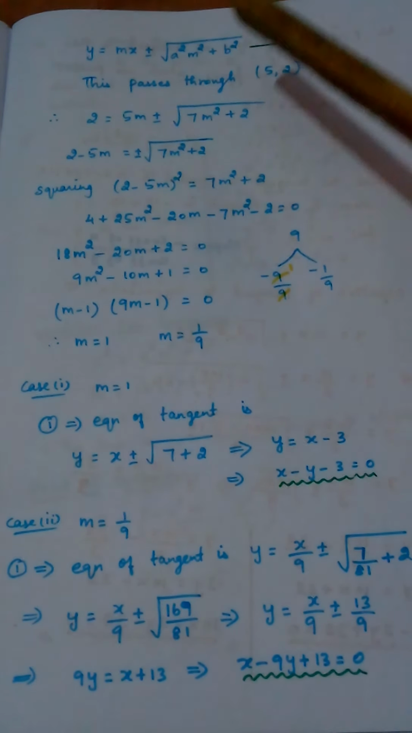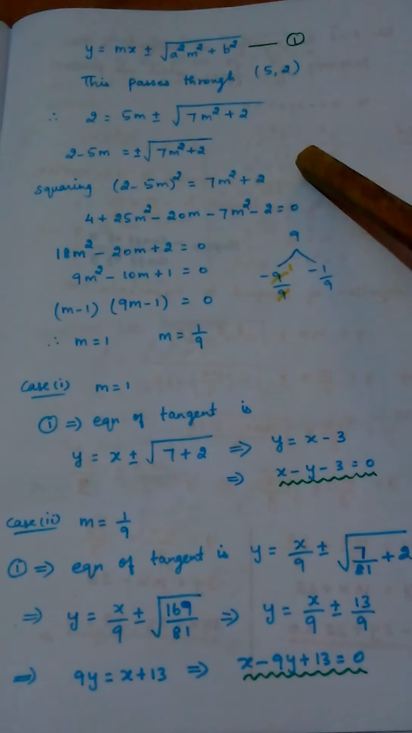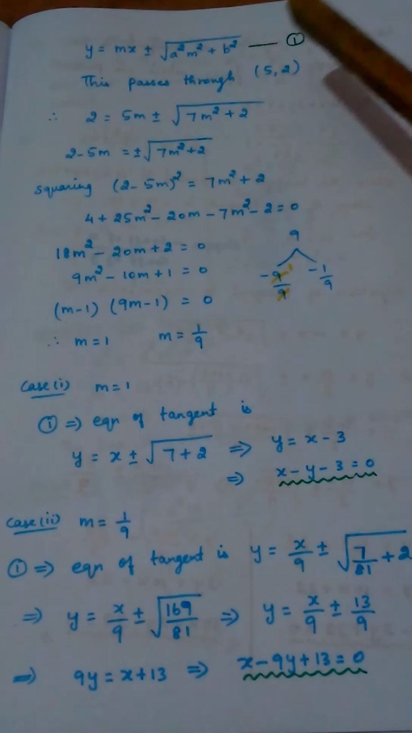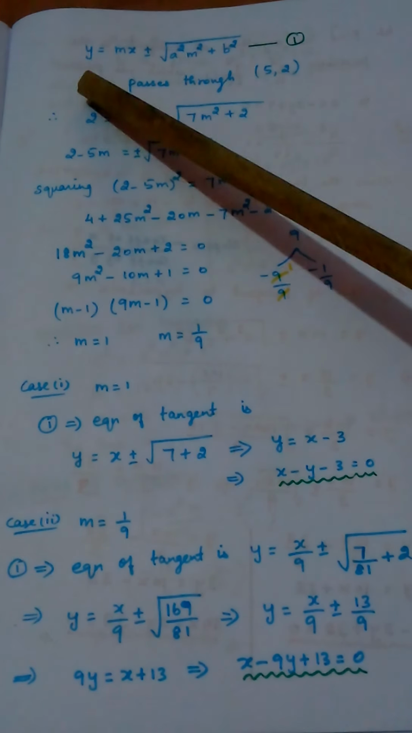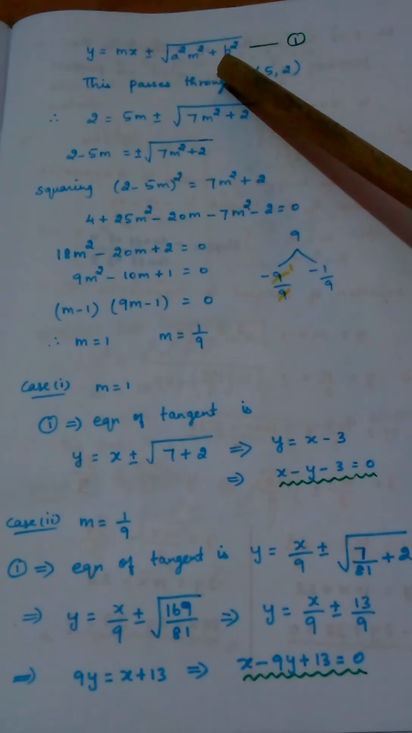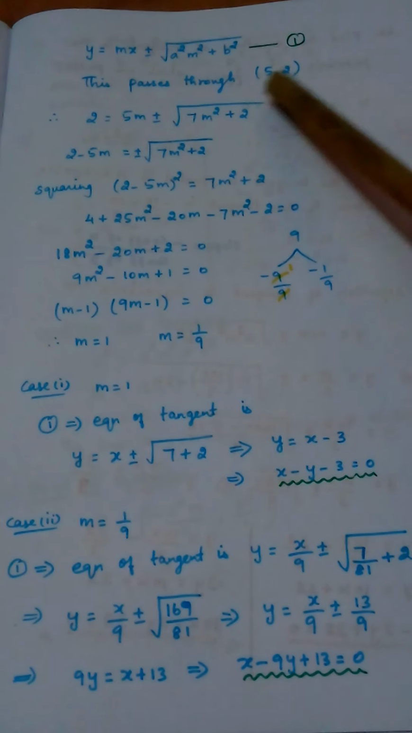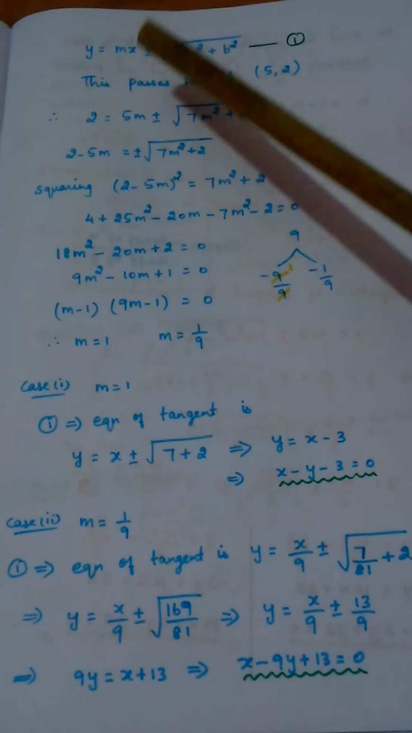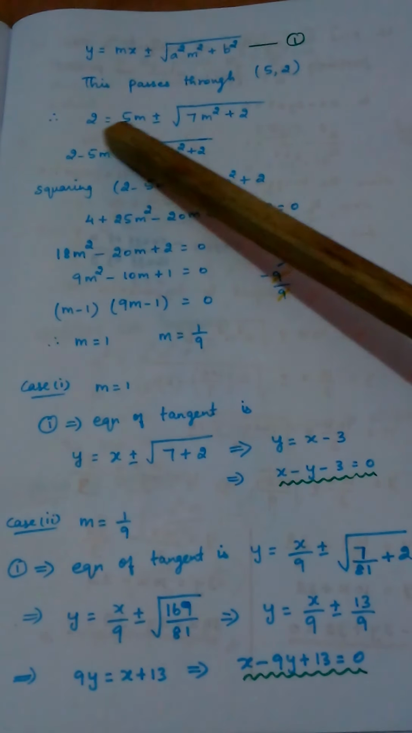Now since the tangent passes through (5, 2), because from (5, 2) only we have drawn two tangents, I can substitute 5 in place of x and 2 in place of y in this first equation. Since the tangent is drawn from the point (5, 2), definitely it passes through (5, 2). So you just substitute 5 for x and 2 for y in the first equation, and you will get this step.